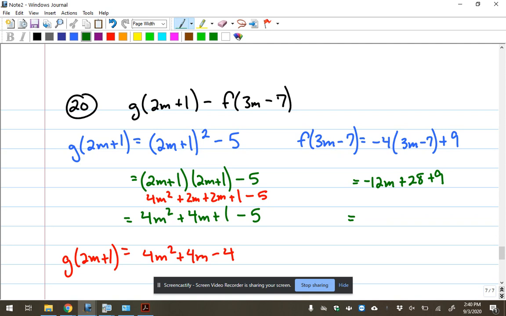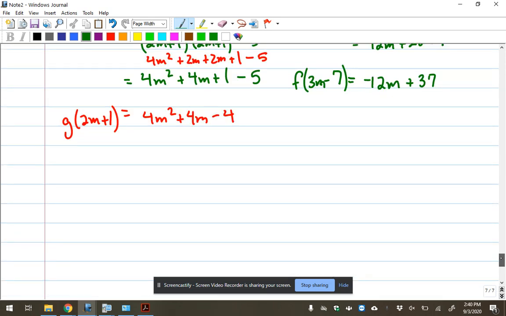Simplify the like terms there. We got -12m plus 37. And here's the tricky part to this one. Believe it or not, those were not the tricky parts. The tricky part is taking that and subtracting it. Minus, and then when I subtract that, I'm going to put in parentheses -12m plus 37, because I'm subtracting that entire function, not just part of it.